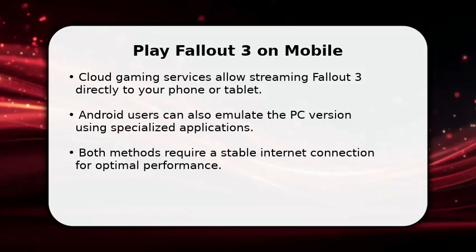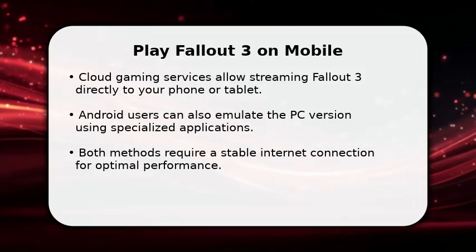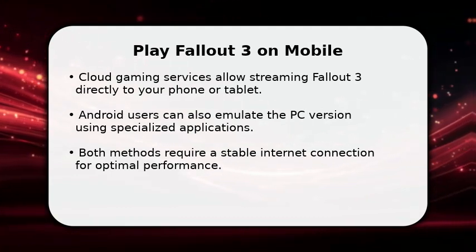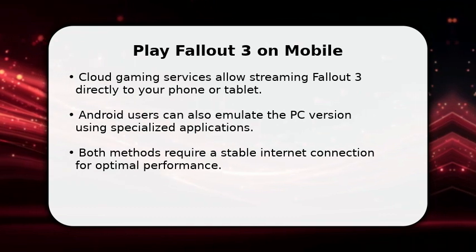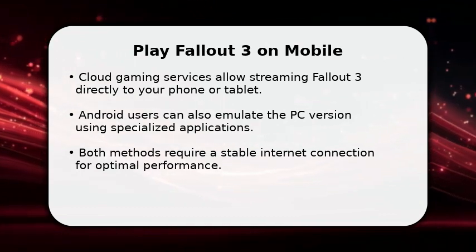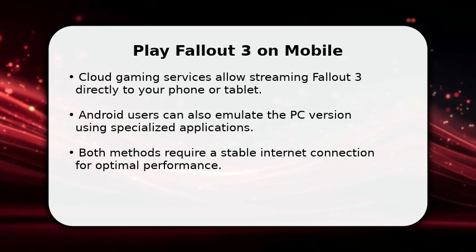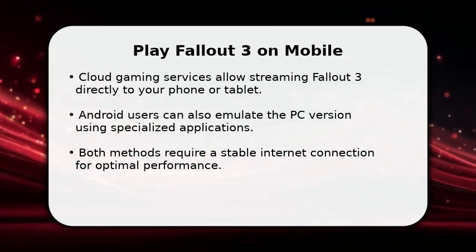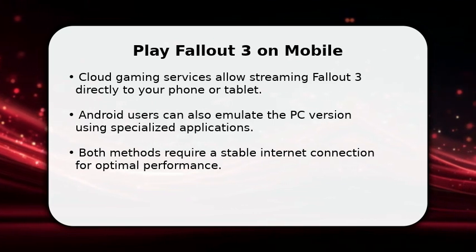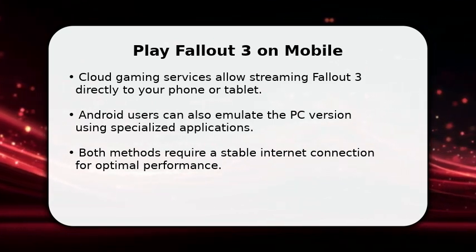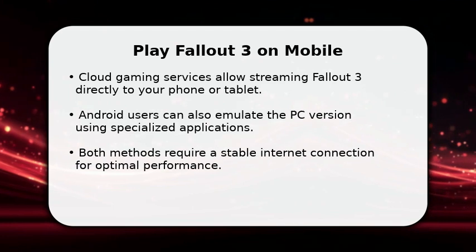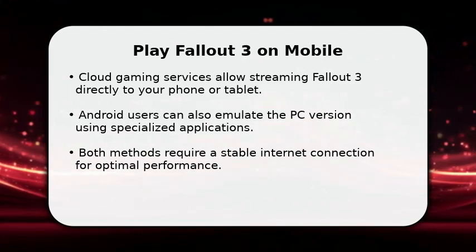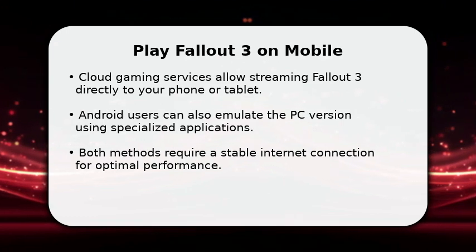Enjoy the video. In this video, I will explain how to play Fallout 3 on mobile. You have two primary options to bring the Capital Wasteland to your handheld device. First, you can stream the game using various cloud gaming platforms. Second, if you have an Android device, you can explore emulation to run the PC version directly. Each method offers a unique way to enjoy this classic RPG, transforming your phone into a portable post-apocalyptic adventure machine. Let's dive into the details.